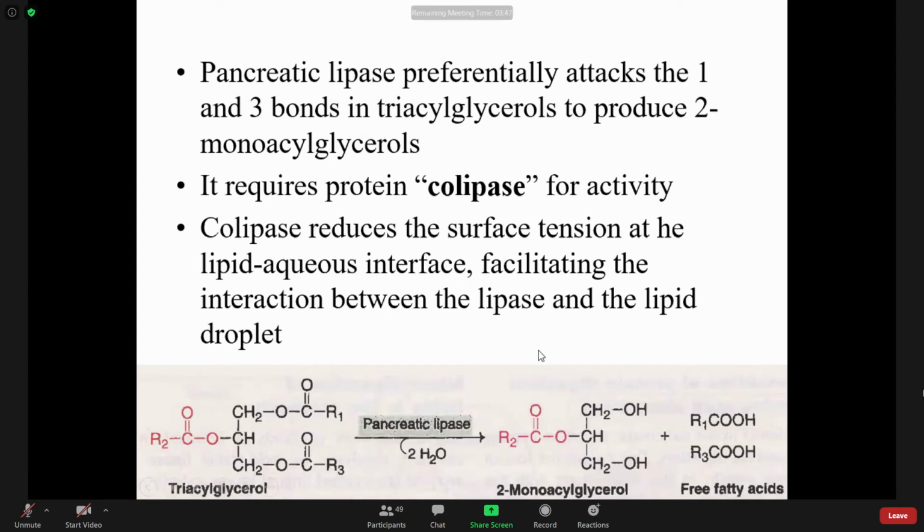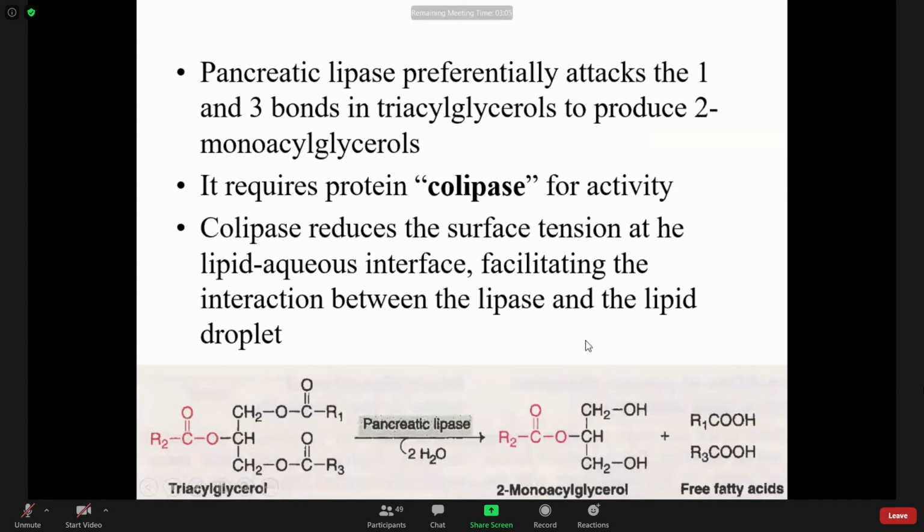Colipase binds onto the lipid-aqueous interface, and this helps the binding of pancreatic lipase, which is hydrophilic in nature, to the triacylglycerol, which is hydrophobic in nature. So this is a hydrophilic enzyme and a hydrophobic substrate. For the interaction between these two, colipase becomes a mediator for the binding of the lipase to the hydrophobic substrate, triacylglycerol.